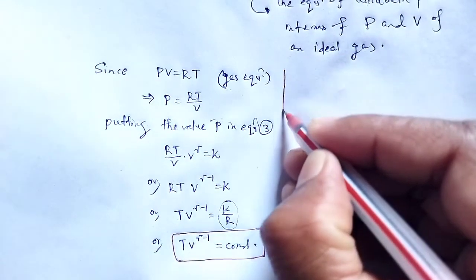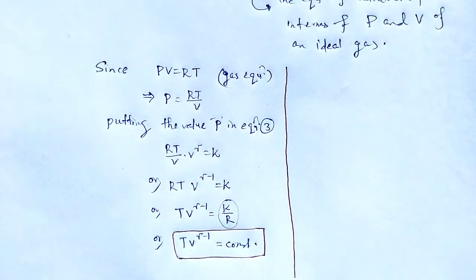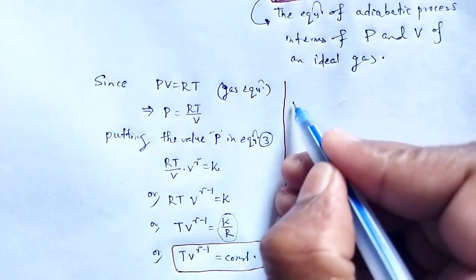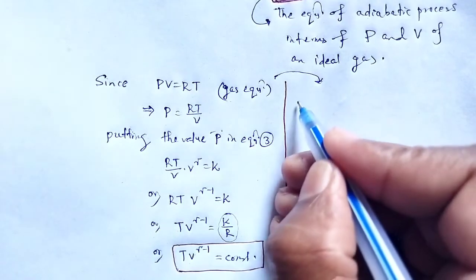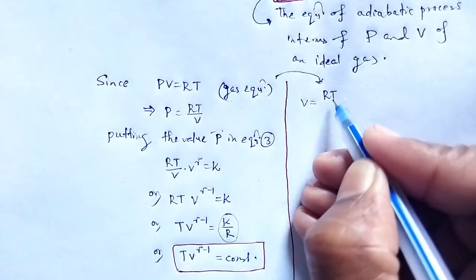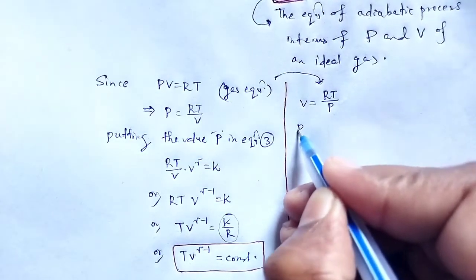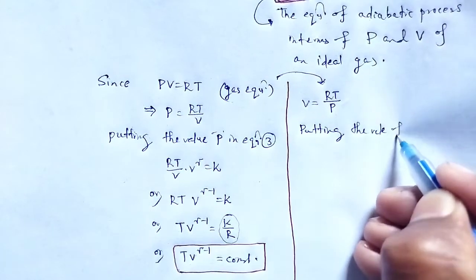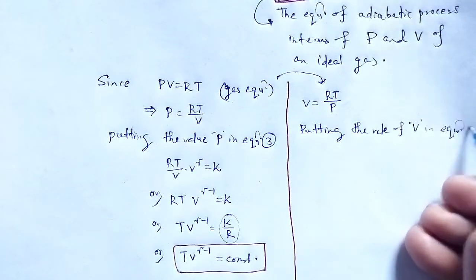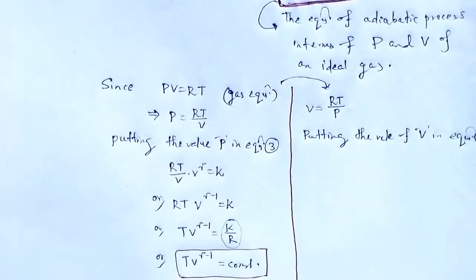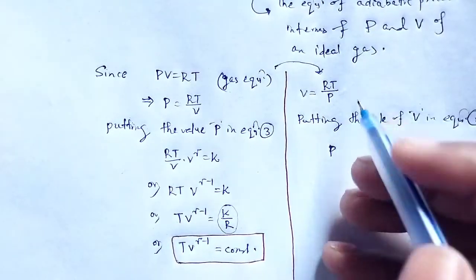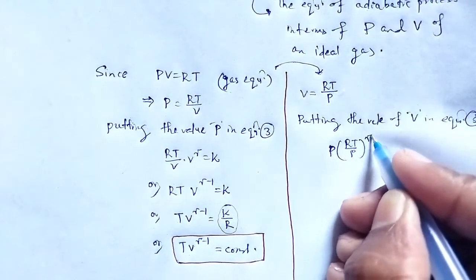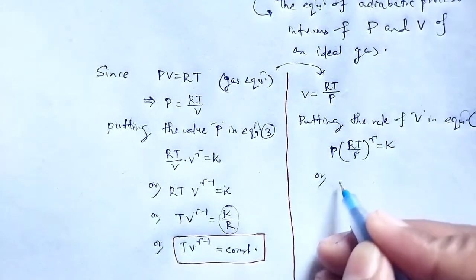Again, look here, P is equal to RT by V. From this we say V is equal to RT by P. So putting the value of V in equation 3, in place of V we substitute RT by P, to the power gamma is equal to K.